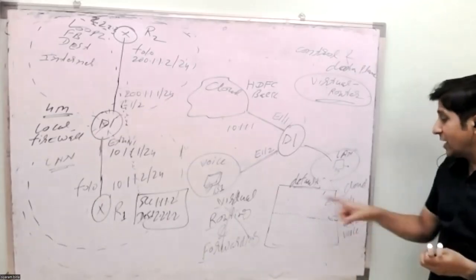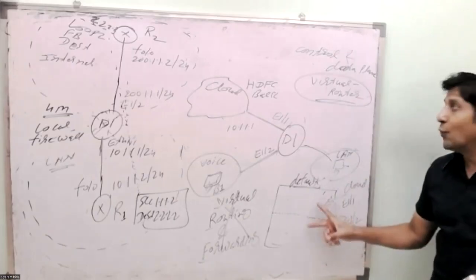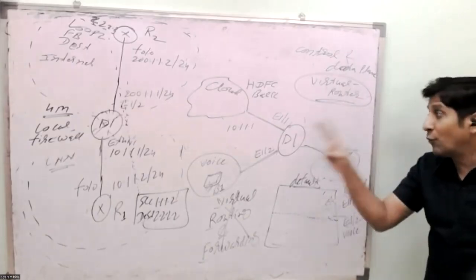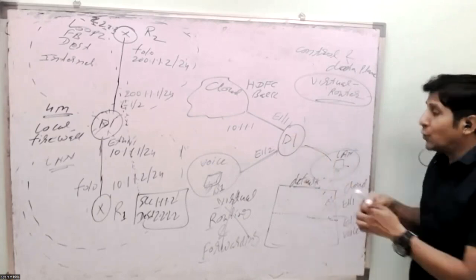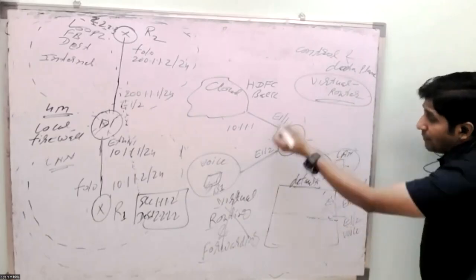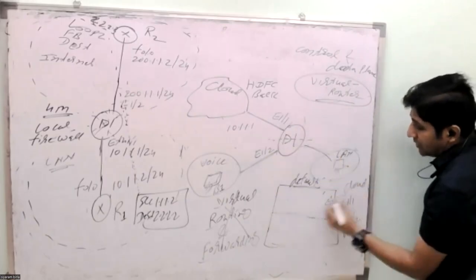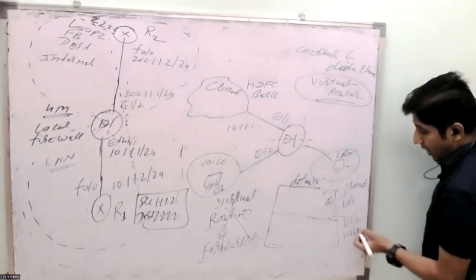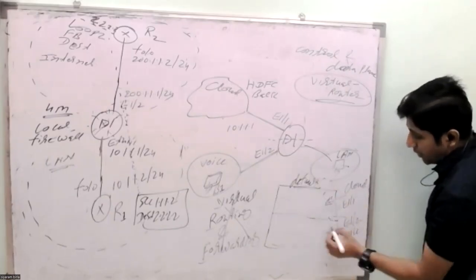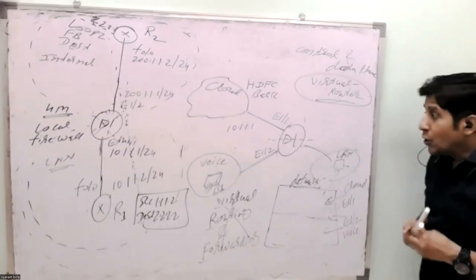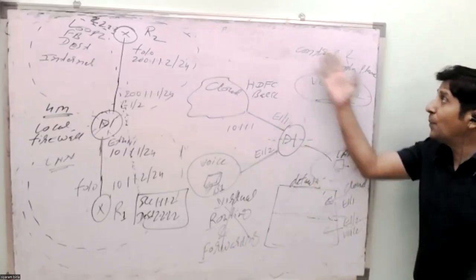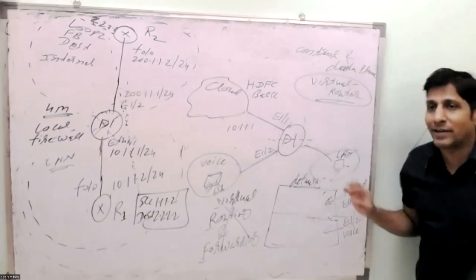I'm logically creating two virtual routers. Two virtual routers means one firewall divided into two firewalls logically. For cloud, I'm assigning the 1/1 interface, and for voice, I'm assigning the 1/2 interface. So these two interfaces are isolated. Their control plane and data plane are isolated.